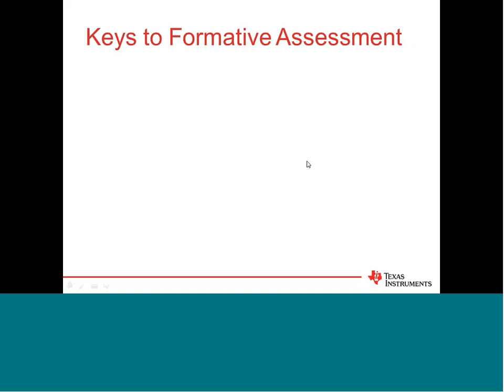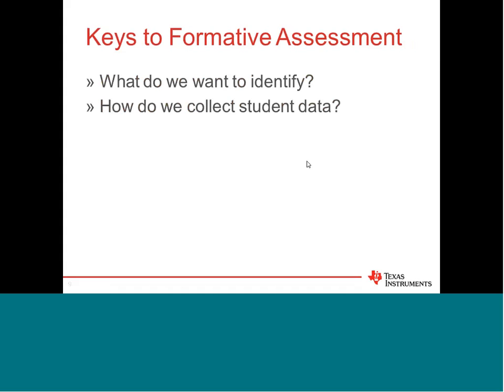There's a couple keys to formative assessment. The first is, what do we want to identify? What's most important for our lesson to continue? What's most important for our students to continue to learn from mistakes that they may be making? So what is it that we really need to identify? What are those concepts or those skills that we need to really look at clearly? We need to talk about, and we're going to talk about this quite a bit, how do we collect results? Are we going to use technology? Are we going to do this a little bit less formally?